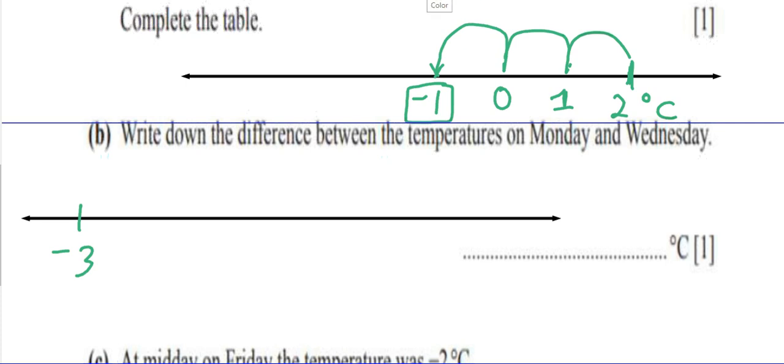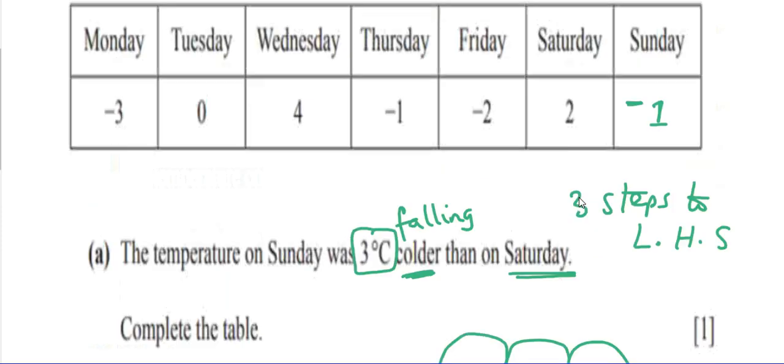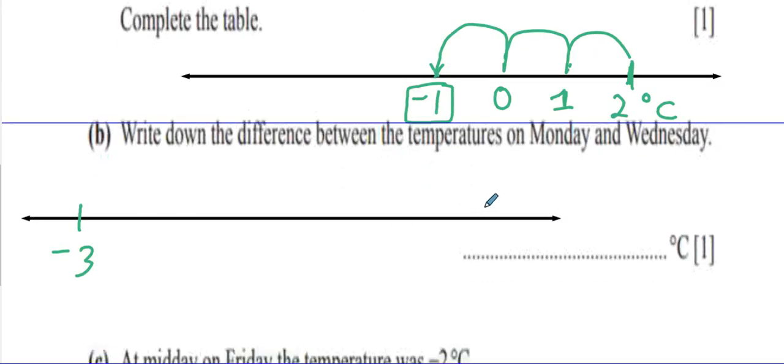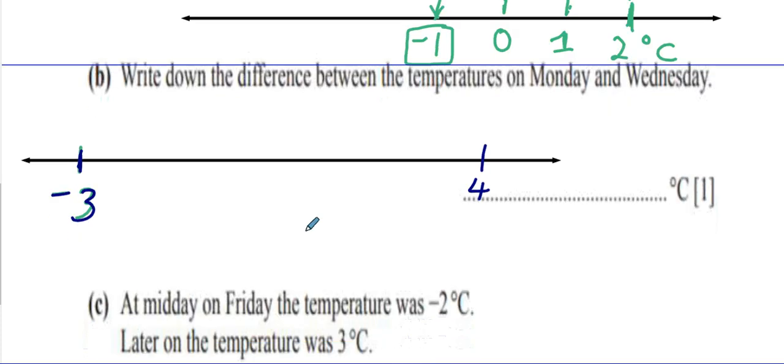And the temperature on Wednesday is 4. Okay, so what is the difference between them? Let us check. How many steps is -3 away from 4? Okay, let us count the steps. We have -3, we have 4 here.